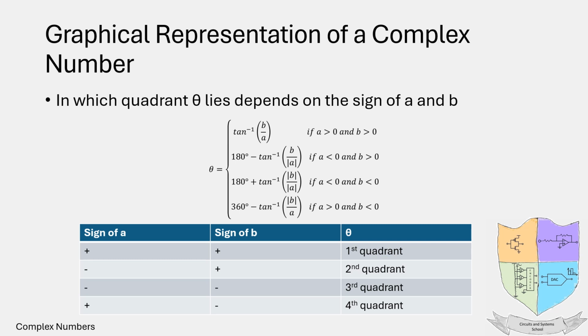As alluded to when discussing conversion from the rectangular form to the polar form, the quadrant where the angle lies depends on the sign of a and b. The table presented here summarizes this information.